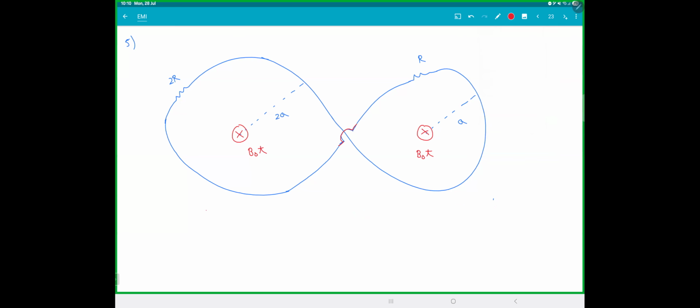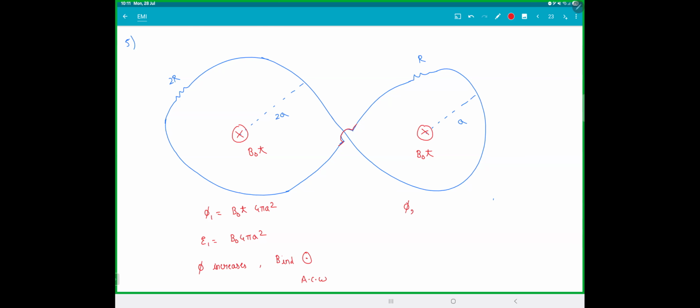So what is the first coil's flux? The first coil's flux will be B naught t 4 pi a square. So EMF will be B naught 4 pi a square. What about the direction? Flux is increasing, so you want to oppose this. So B induced will be out of the plane. That means current will flow anticlockwise.